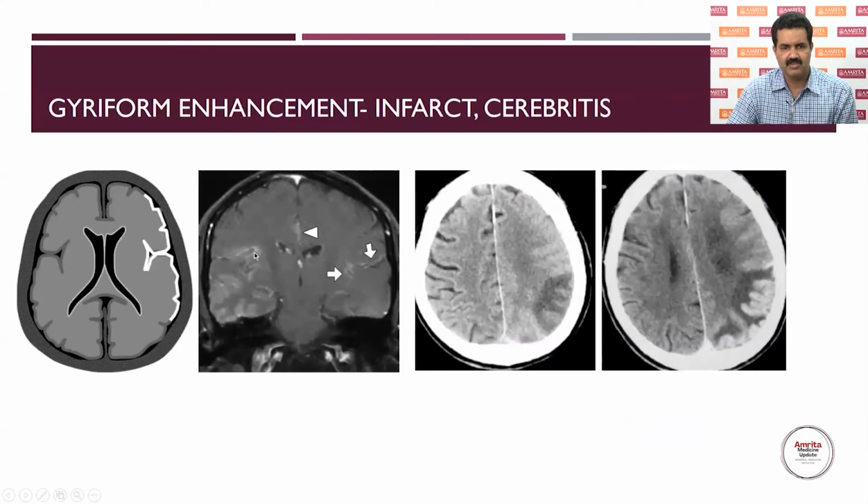So gyriform enhancement, we usually see in subacute infarct. You can see the gyri only enhancing because the blood-brain barrier will be lost in this area. You can see this type of enhancement. Also, in this situation, we have bilateral gyriform enhancement in the temporal lobe. This is due to encephalitis. So encephalitis and subacute infarct can produce enhancement in this pattern. This is the common type of enhancement seen with herpes encephalitis. But if it is unilateral and focal, we would think about subacute infarct. So this is another example of the same type of enhancement due to subacute infarction.